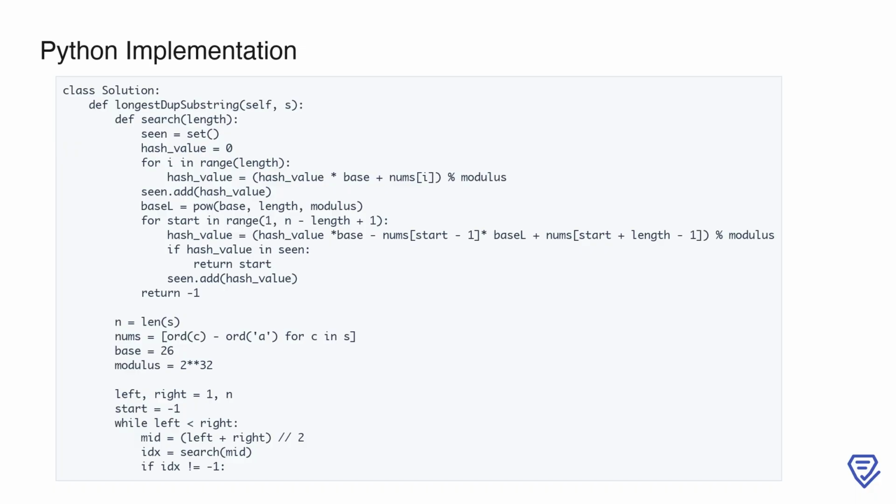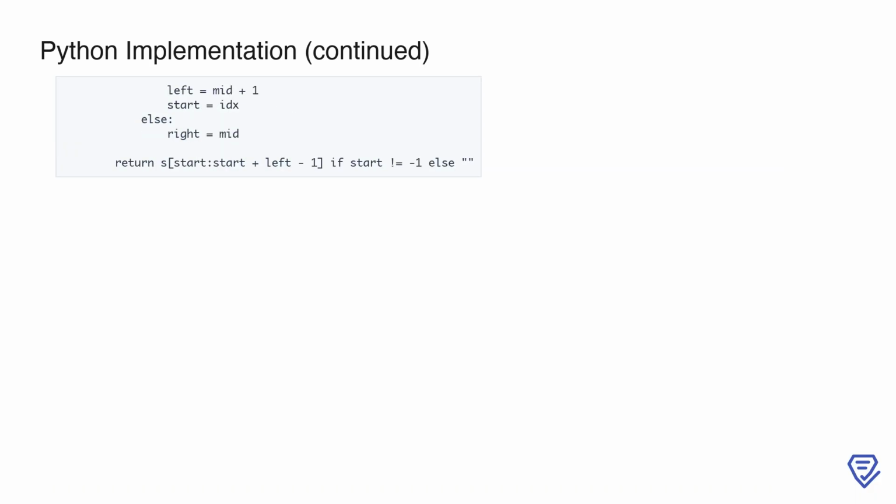The primary function then initializes some variables: n as the length of the string, nums as a numerical representation of the string, and constants for the base and modulus for the rolling hash calculations. Finally, we set up a binary search range with left and right pointers to identify the maximum length of the duplicate substring efficiently. Now, the binary search logic continues.